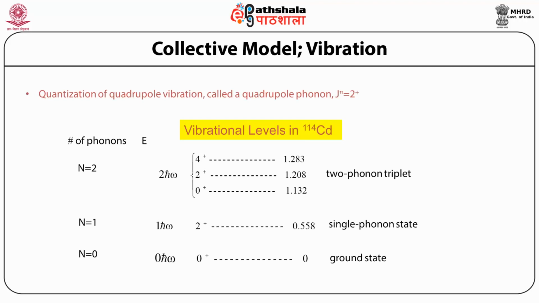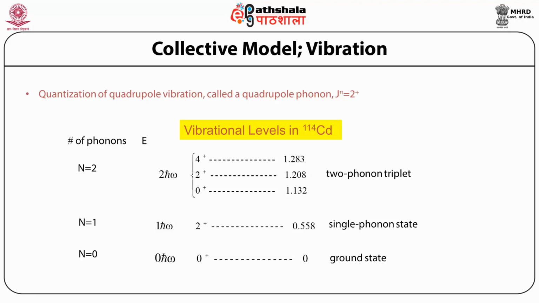Collective model vibration. In this slide, we would like to see how the energy spectrum of quadrupole vibrations in nuclei looks like. So as we know, the nucleus exhibits quadrupole vibrations which are quantized in nature. So the amount of quantization is called the quadrupole phonon, that is, the energy quanta in case of vibrations is called quadrupole phonon with J pi is equal to 2 plus.